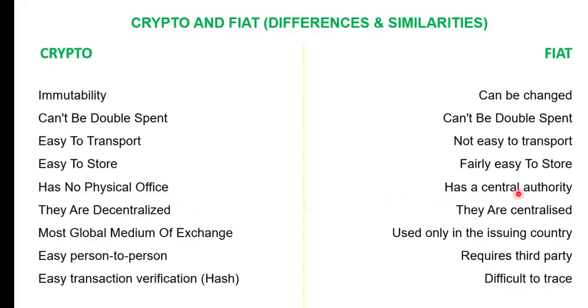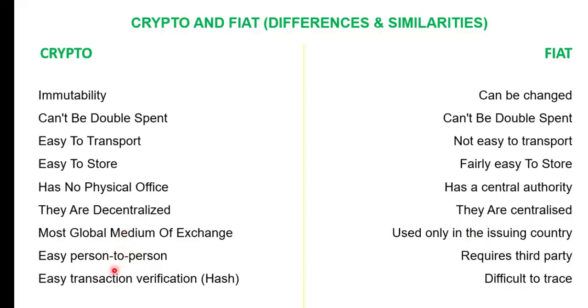But for fiat, yes, it has a central authority, and crypto is decentralized. Fiat is obviously very, very centralized. Then cryptocurrency is the most global medium of exchange. There is no country-specific cryptocurrency where we say this is Bitcoin UK version, this is Bitcoin US version, this is Bitcoin Netherlands version. You don't have that. But fiat only works in the issuing country. You can't spend US dollars in the UK, you can't spend UK pounds in the US. So that is one of the key differences between crypto and fiat.